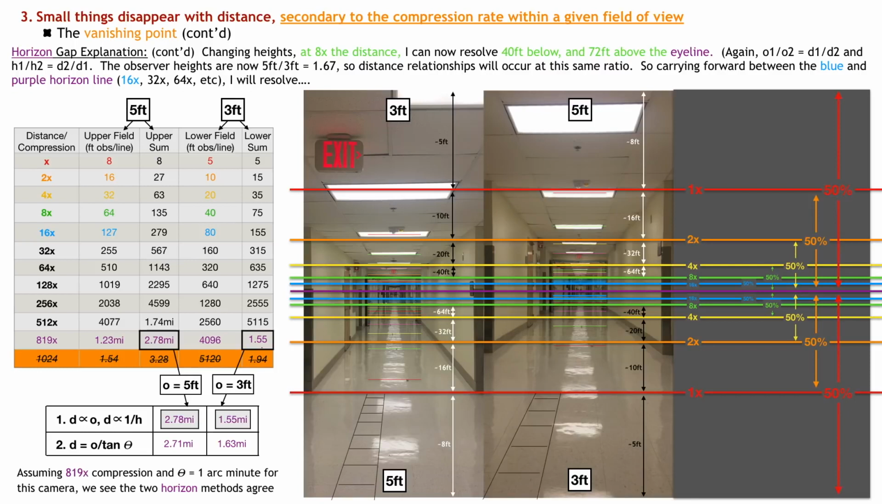So the observer heights are now 5 foot and 3 feet, for an observer ratio of 1.67, and we see that the distance ratios remain the same at roughly 1.67. Keep in mind that I am having to average the amount, or try to find as accurate as possible a distance relationship within the amount of tiles that I'm actually seeing in order to extrapolate that forward. So there is a little bit of an error factor there. But it is roughly the same ratio of 1.67 to 1.8, and it maintains itself throughout as that information compresses off into the distance.